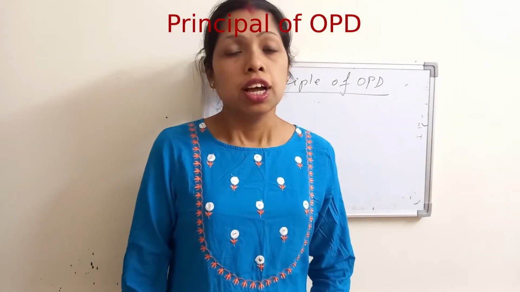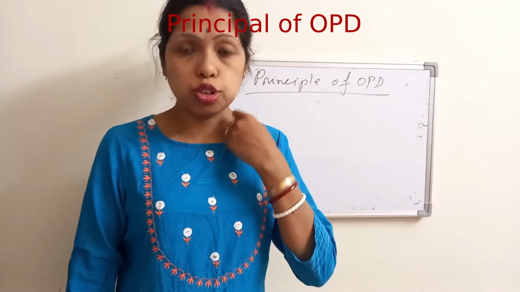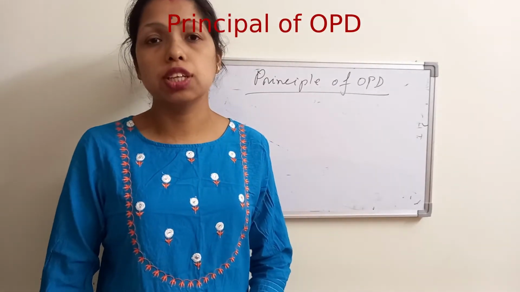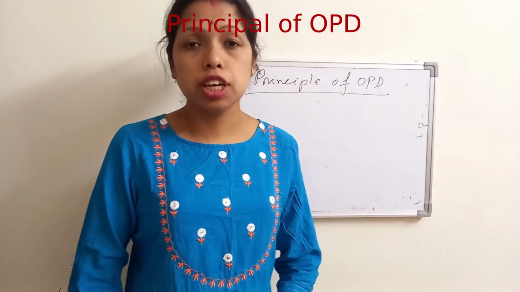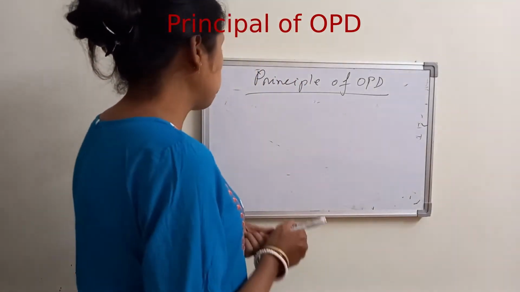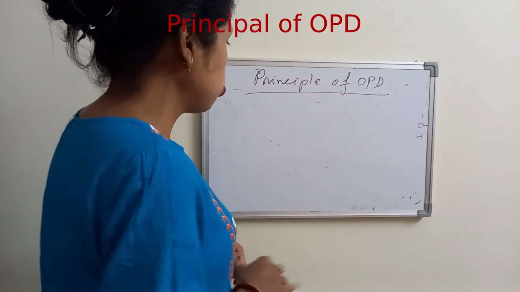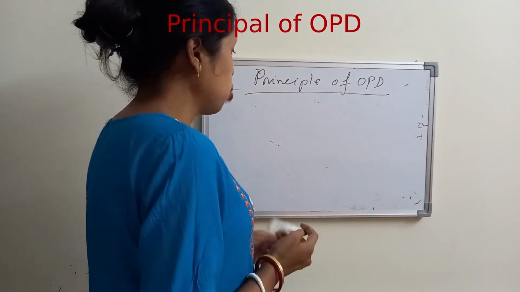Hello friends, today I will discuss the principle of the organic photodetector, how the organic photodetector will work, and how we have to design the organic photodetector for efficient generation of the photocurrent, right? The principle of the organic photodetector. So, for the organic photodetector, we have to create two different kinds of structures, right?